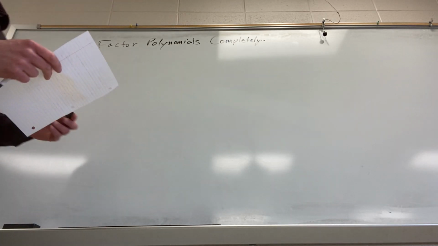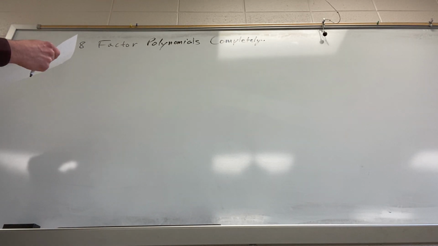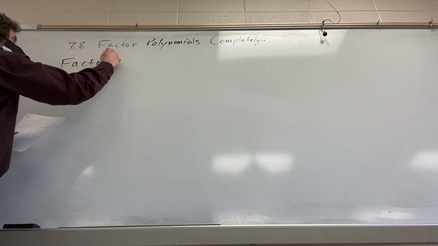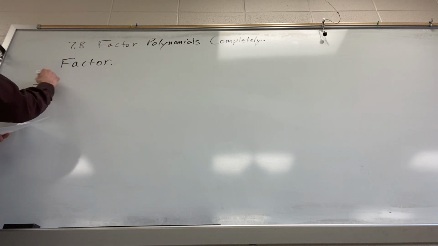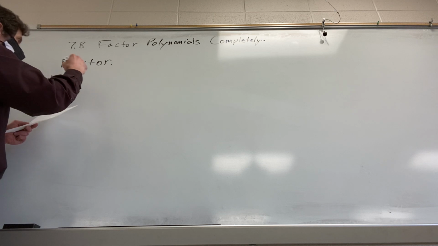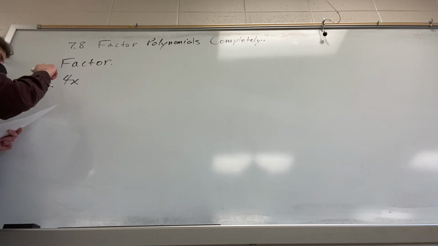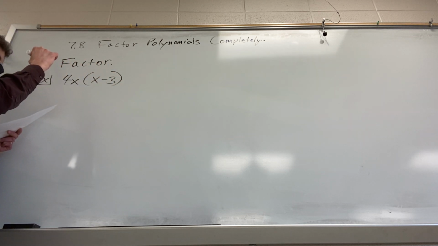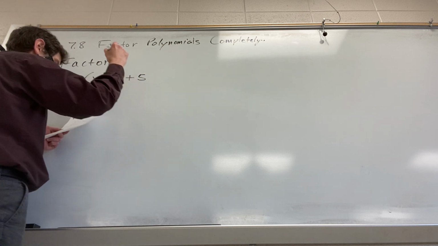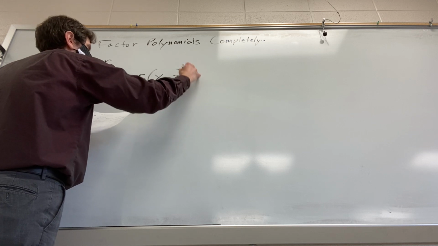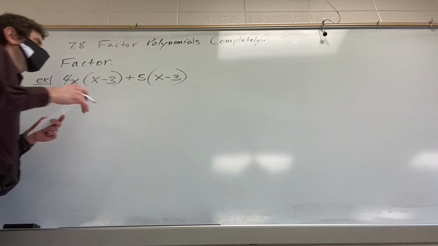So 7.8, factor polynomials completely. I am going to start off with an example. We're going to factor, and we're going to look at something that looks a little ornery: 4x times (x minus 3) plus 5 times (x minus 3). And the problem says factor.